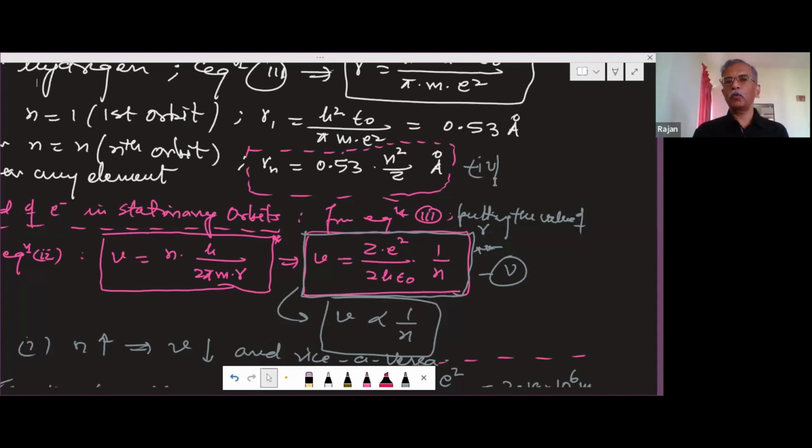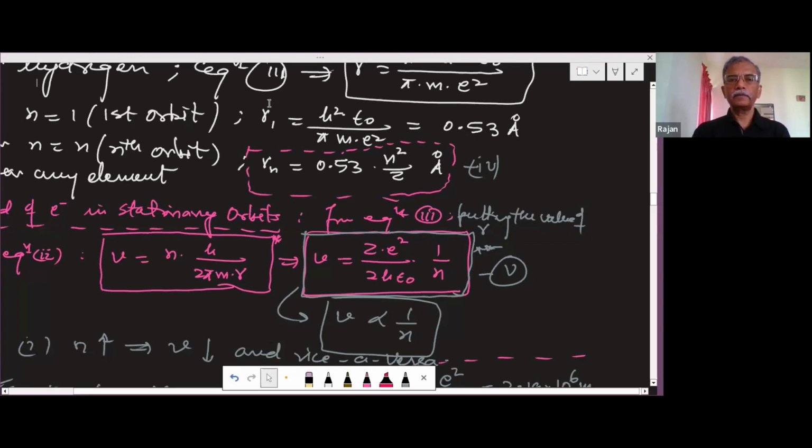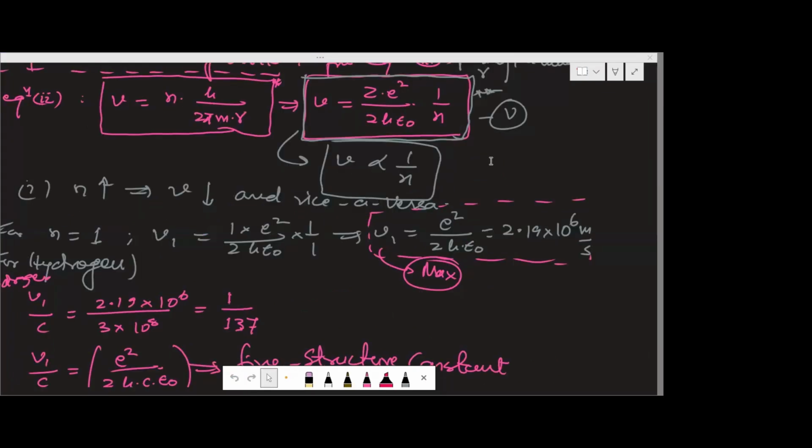If it is written hydrogen, you relax, Z is 1. So Rn is 0.53 into n square, and you can put that value straight away. Try it that way, all the questions. It will be simple for you. Okay, have you understood what we discussed? Clear?